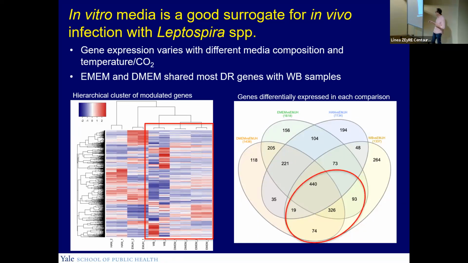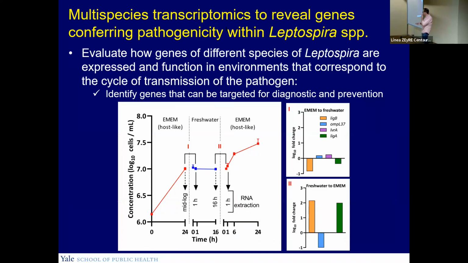And actually, you can see that it shares a lot of genes, those EMEM and DMEM, with the whole blood, compared to the EMJH, which is the original media for leptospira, which grows at 30 degrees. And also this new media, which was developed by USDA, which also uses 37 degrees and 5% CO2, but it's very similar to EMJH. And actually, the proteome array shows the same. But that discovery of the media can allow us to apply for this funding.